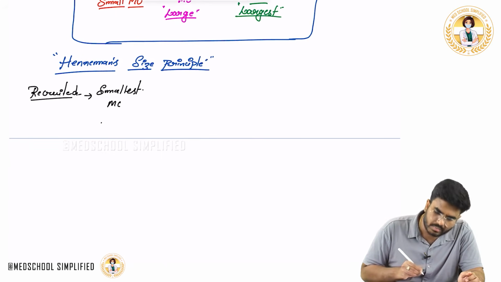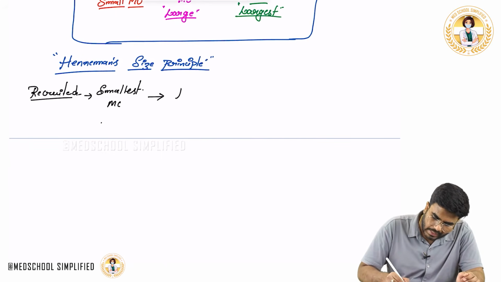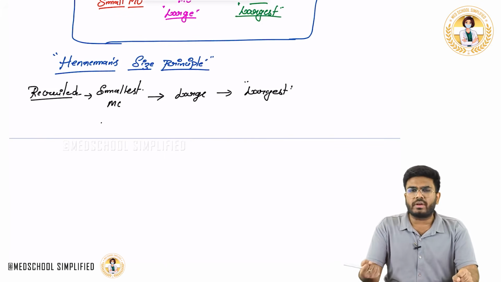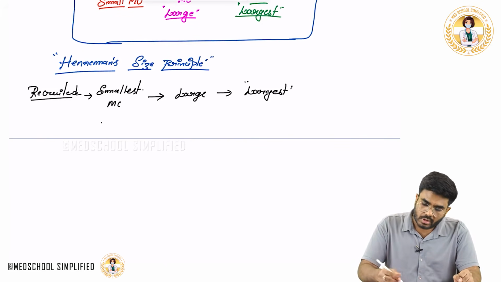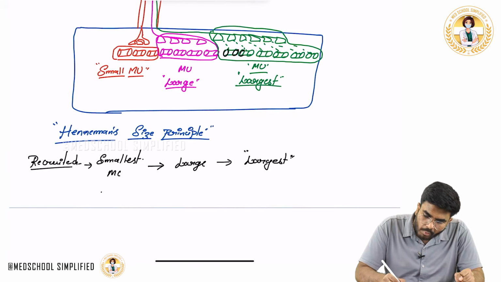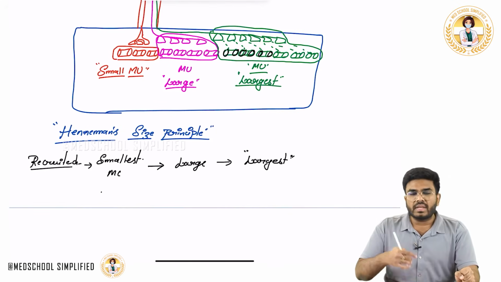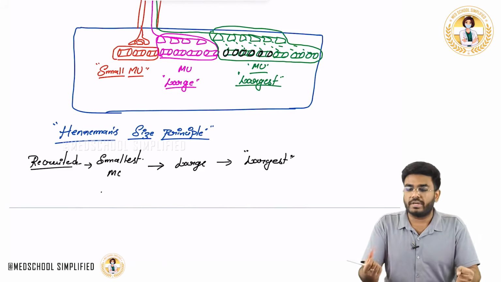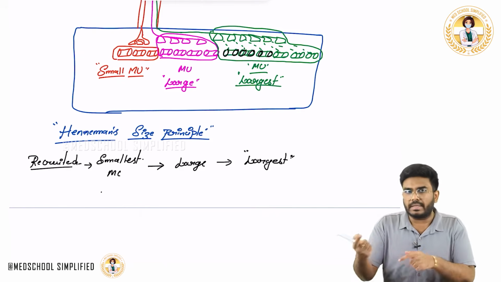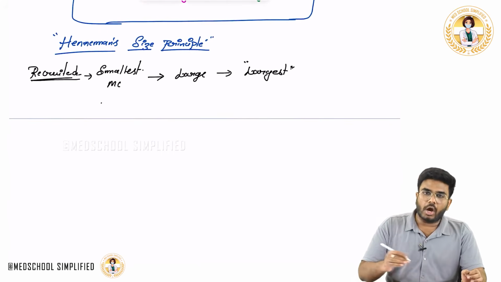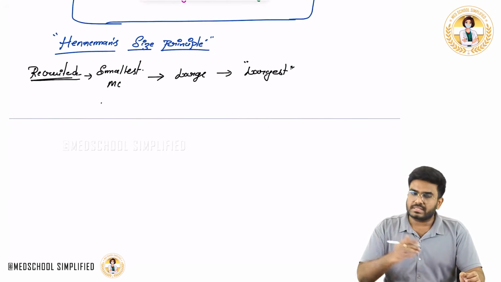Motor units are recruited in the order of first smaller motor units, followed by large, followed by largest. If you want to do more work, big work, large motor units are recruited, because the larger the motor unit, the more muscle fibers will be contracting, the more tension and force you can generate, so that you can do the work appropriately. So this is the order of recruitment according to the Henneman size principle. The order is smallest, large and largest.